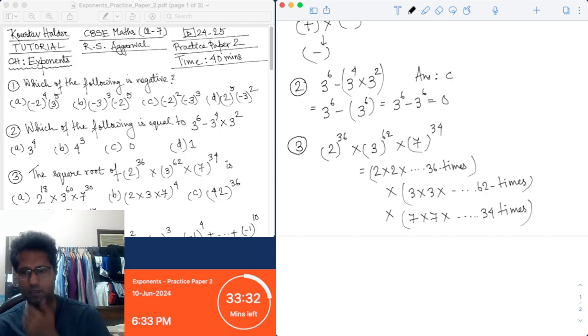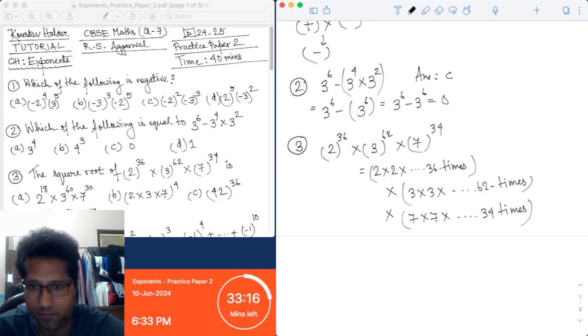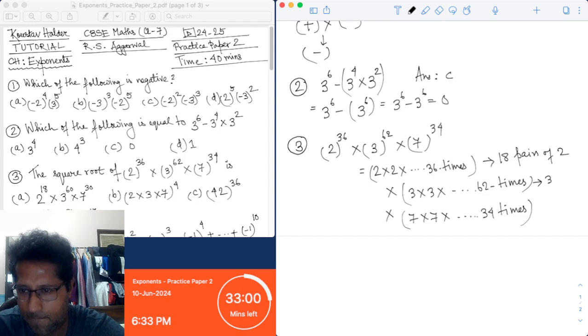Now we have to take the square root. In the square root we will have one prime number out of every pair. So the square root will be the product of primes taken 1 for every pair of primes. Now how many pairs of prime 2 do we have? 2 into 2 into 2 into 36, so this implies 18 pairs of 2. This means 31 pairs of 3, and this implies 17 pairs of 7.